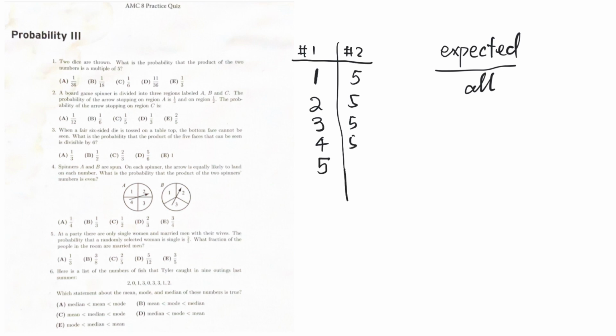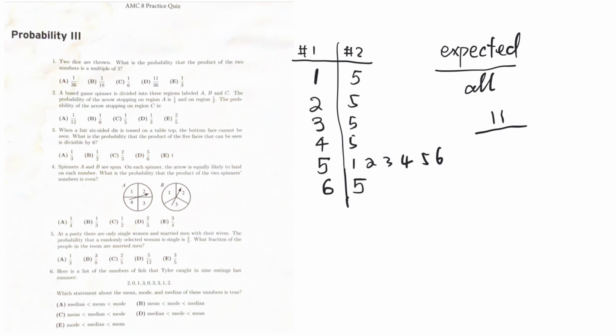When the first dice shows a 5, the number on dice 2 can be 1, 2, 3, 4, 5, 6. All 6 numbers work, since the product is still a multiple of 5. If dice 1 shows a 6, only the 5 works. So the expected events total 1, 2, 3, 4 plus 6 and plus 1, that's 11. That's the expected multiple of 5 products.